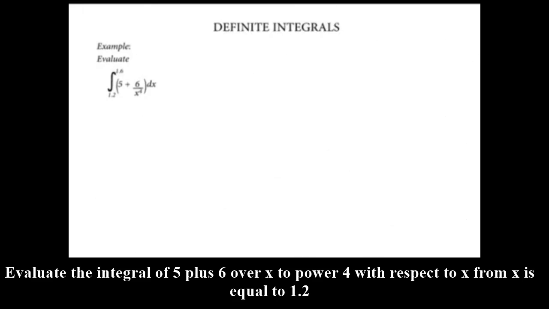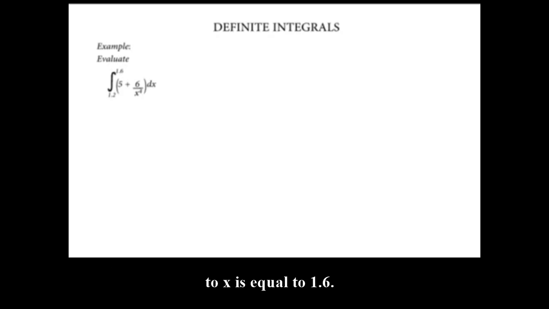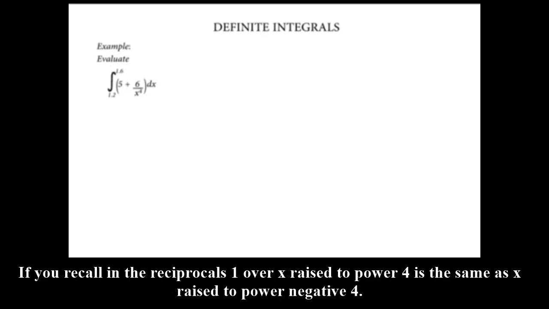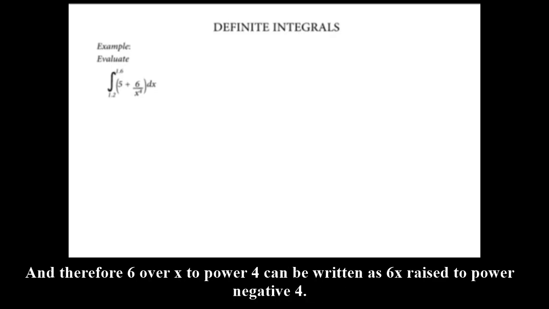Evaluate the integral of 5 plus 6 over x to power 4 with respect to x from x is equal to 1.2 to x is equal to 1.6. It looks complex, but a small flashback will keep us going. If you recall, in the reciprocals, 1 over x raised to power 4 is the same as x raised to power negative 4. And therefore 6 over x to power 4 can be written as 6x raised to power negative 4.